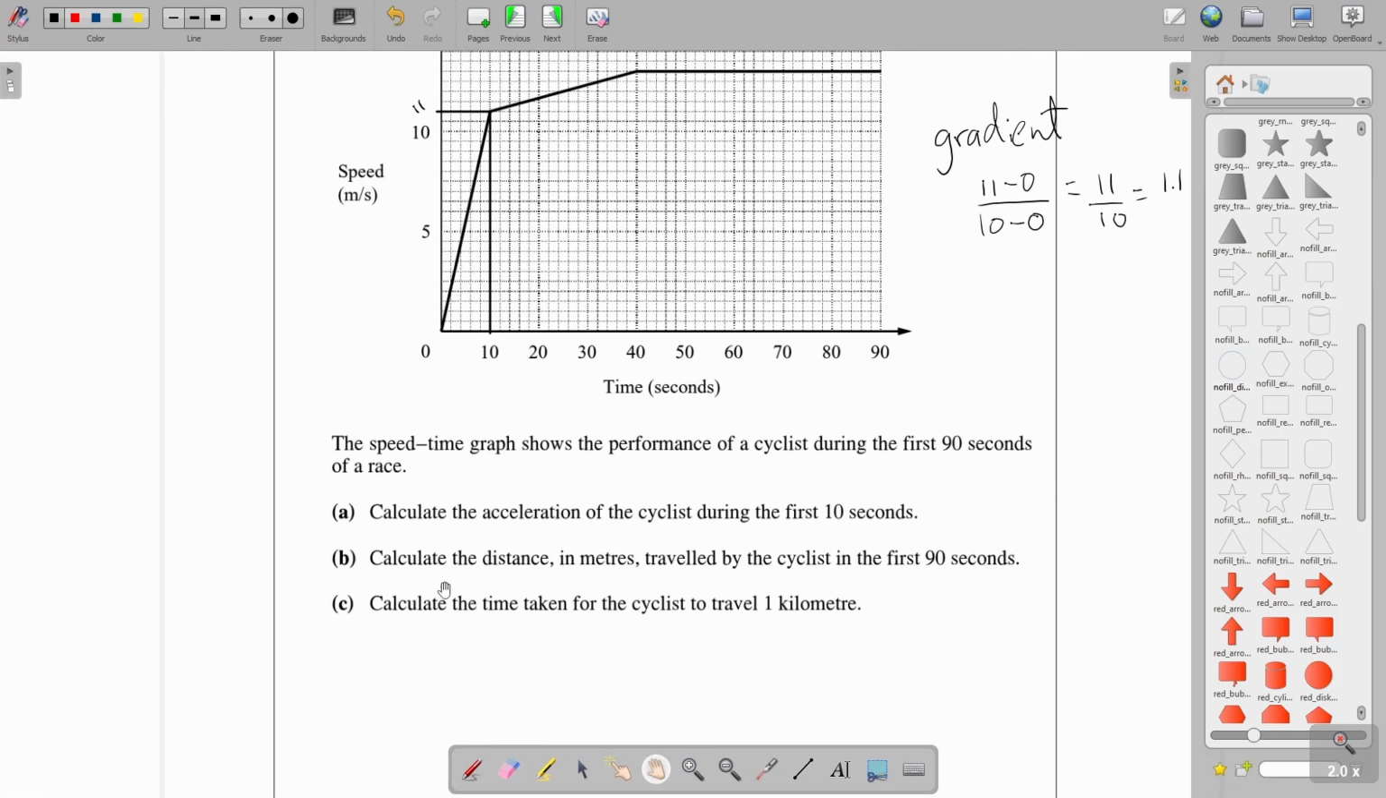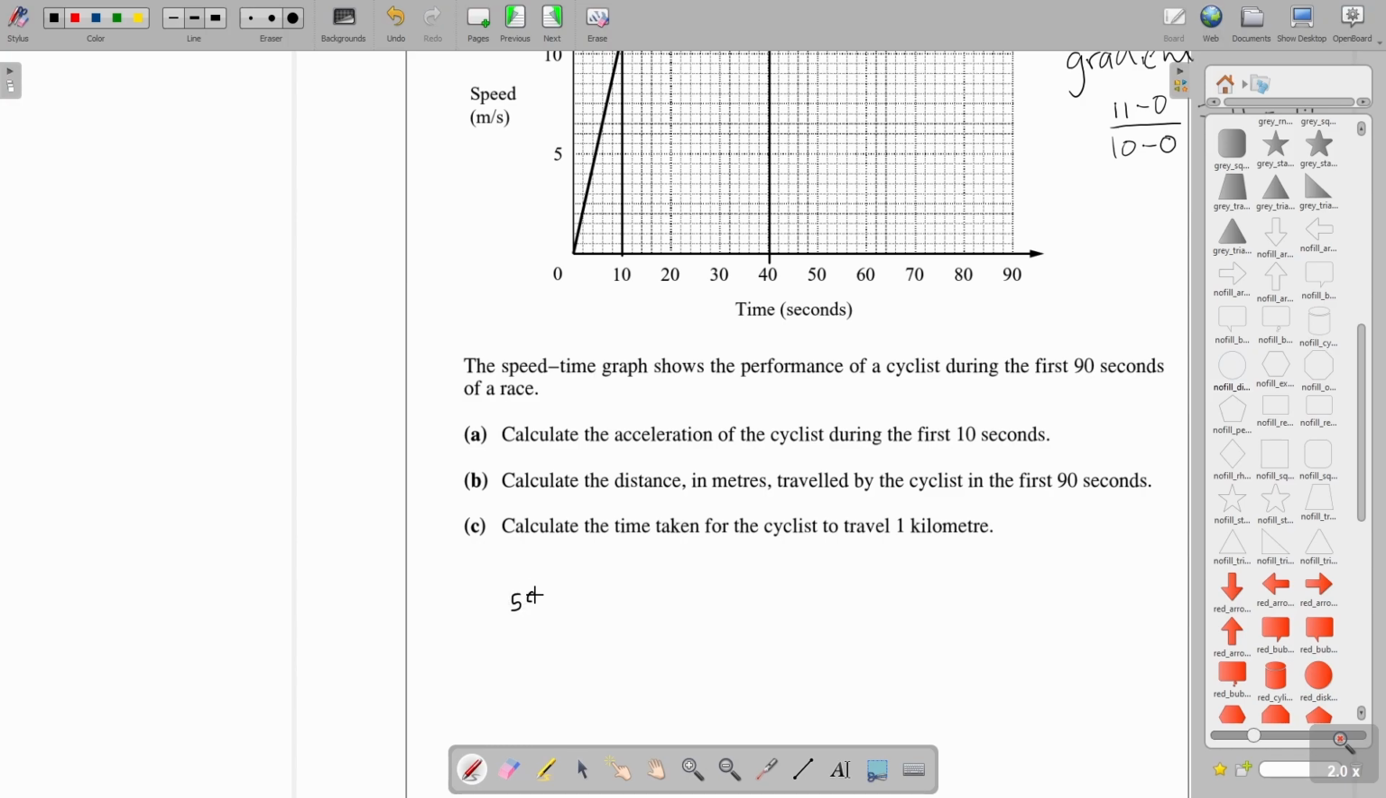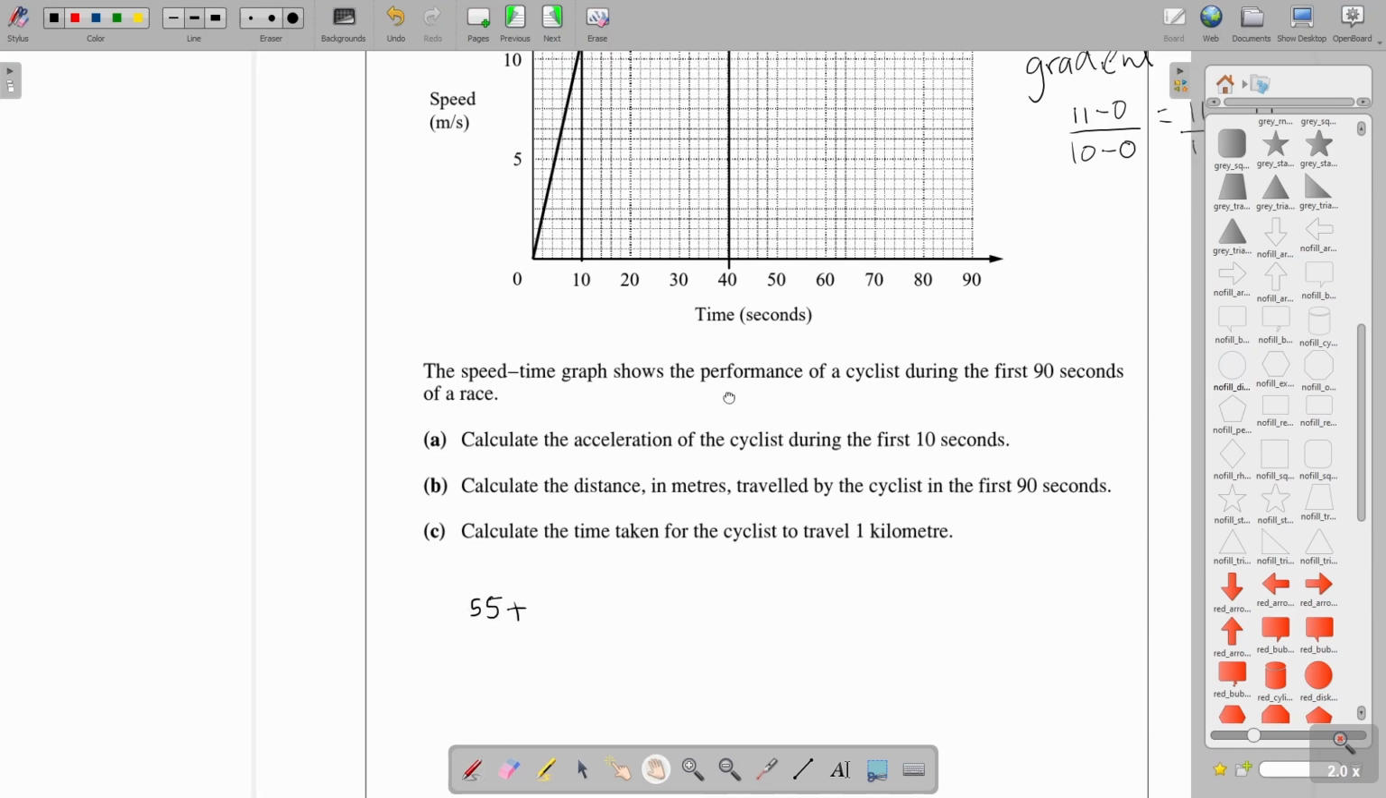Okay, calculate the distance in meters traveled by the cyclist in the first 90 seconds. Now the distance is speed into time. So if we multiply speed and time here, we'll see that what we're getting is actually the area under the line in the graph. That's how you get the distance in a graph form like this. So we can do this in segments. This first part is a triangle with base 10 and height 11. So half into base into height would be 5 into 11, which is 55. So I'll just write that there. I don't need to do any calculations for this.